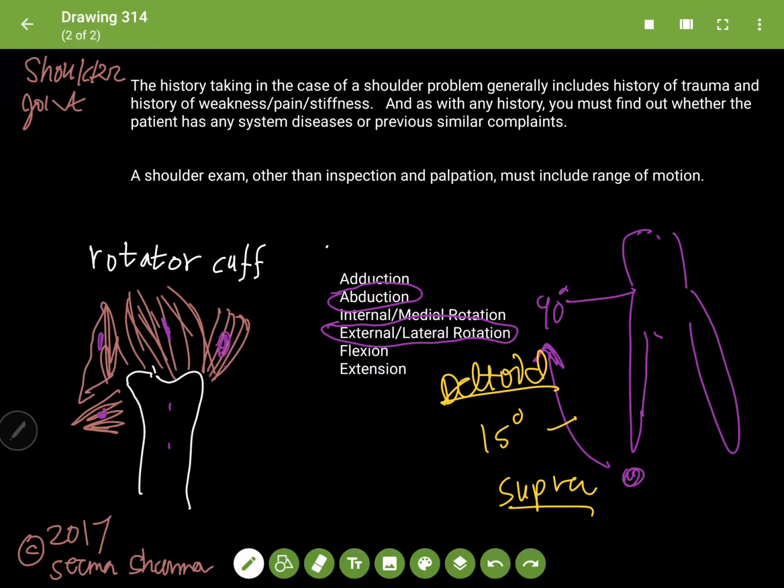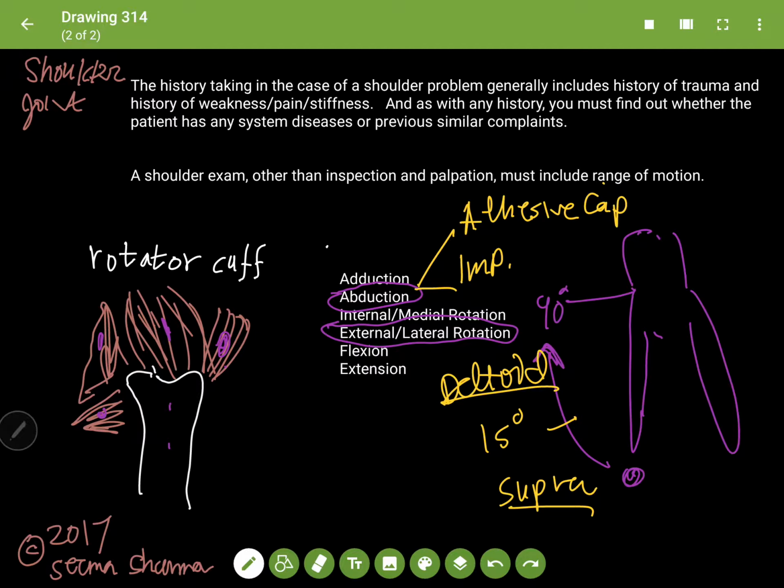Abduction is also important because it's a parameter for two things. It's a parameter for tests for examining the extent of adhesive capsulitis, and for something called an impingement test.